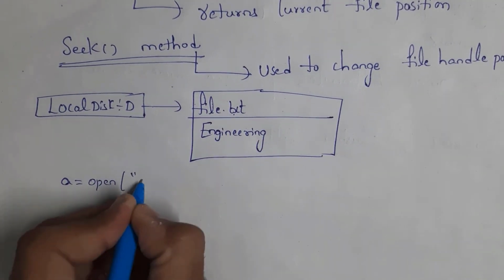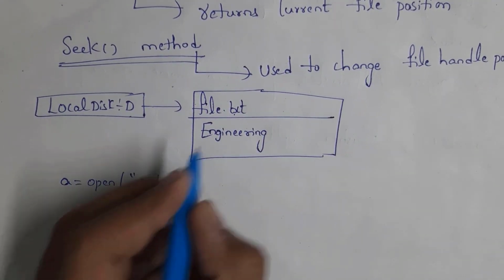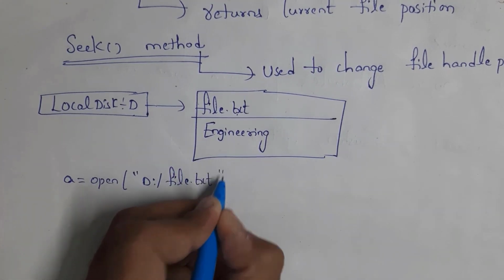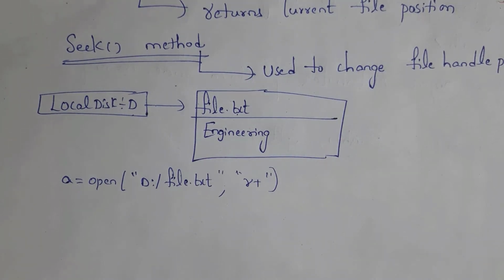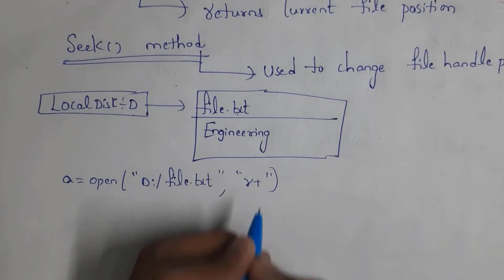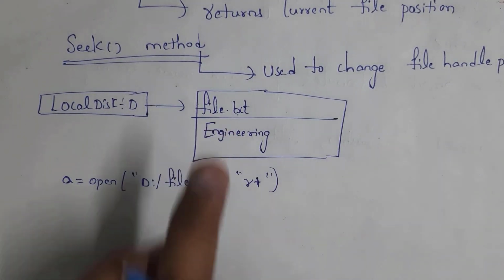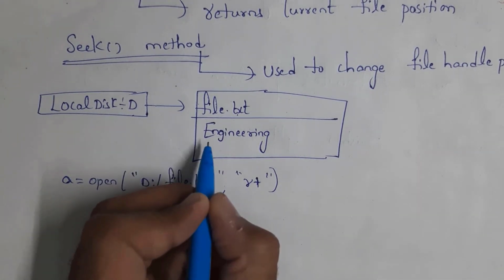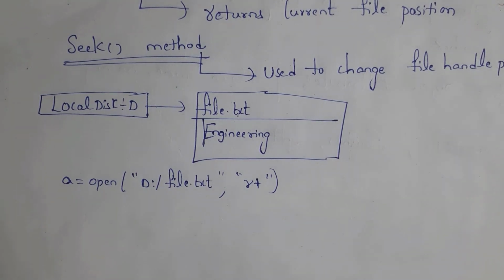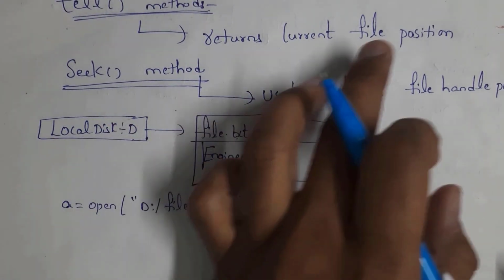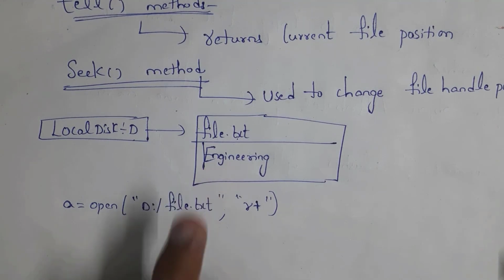So in quotations write d: file name is file.txt, double quotations close, comma, r plus mode, where r plus is used to perform both read and write operations. So I took here r plus mode. It will open this file, file.txt, and whenever it opens this file, the cursor is at the first position. The tell method is used to identify the current file position.